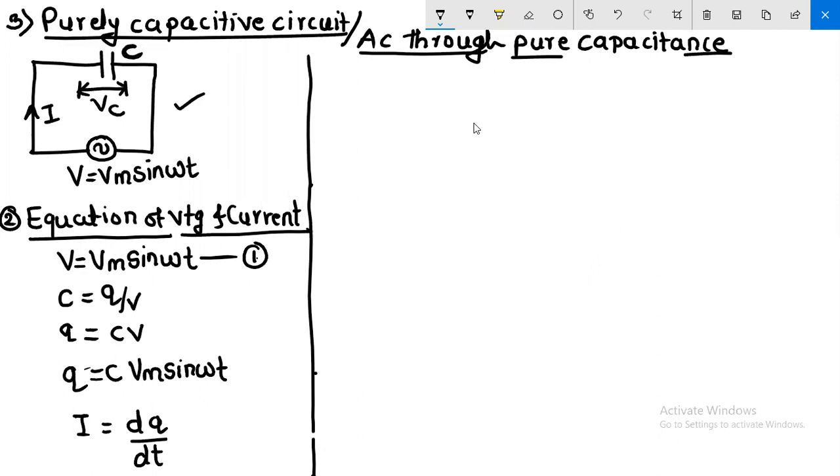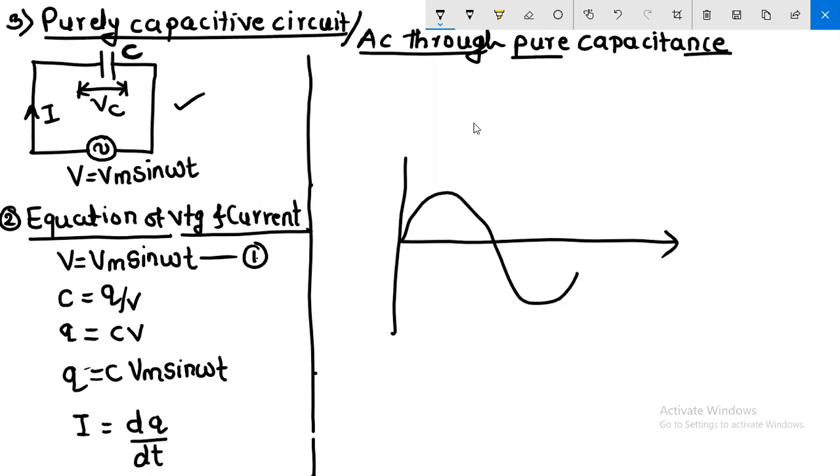Okay. Now what we have to do? We have to draw the waveform of this particular circuit. Now see here how I am going to draw. Carefully see. This is my horizontal axis. Now suppose this is the waveform of the voltage. This is the waveform of the voltage.